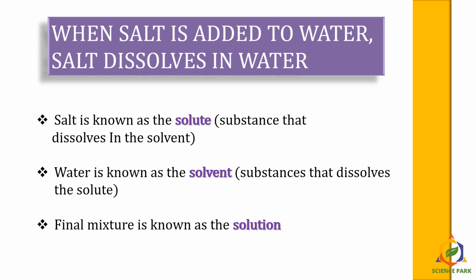When a salt is added to water, salt dissolves in water. So here salt is known as a solute. It is a substance that dissolves in the solvent. Here water is known as a solvent. It's a substance, can be a liquid, can be a gas, that dissolves the solute. So the final mixture is known as a solution.